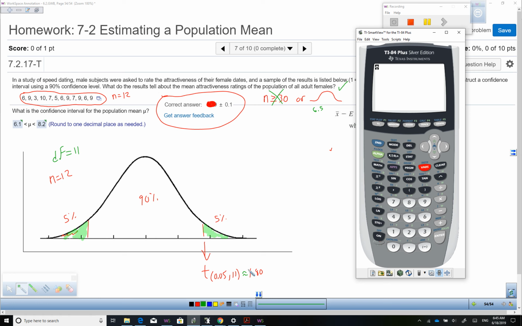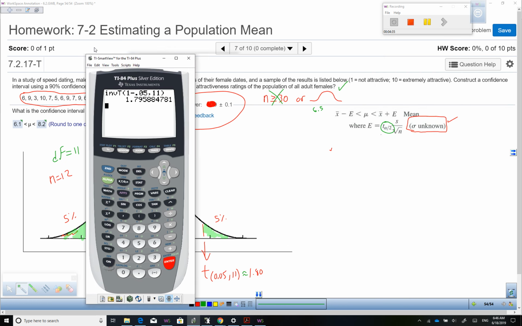Press second vars. Number 4 is inverse T. Remember we have area, you want the score. You go to number 4. We type 1 minus 0.05, which is the area on the right. And the degrees of freedom will be 11, which is the sample size minus 1. And we paste that, press enter, and this is what we have for the critical value, 1.8. I'll round it off to 1.8.